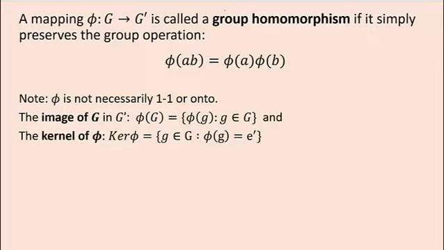This will be a short video on something that you really already know about, homomorphisms, group homomorphisms. A mapping phi from G to G prime is called a group homomorphism if it simply preserves the group operation. So you've seen this before.